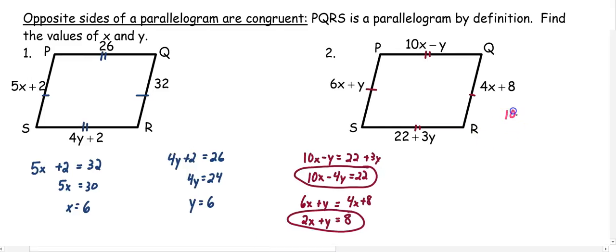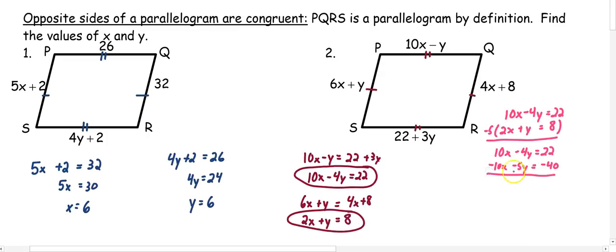I'm going to write the equations on top of each other. 10x minus 4y equals 22, and 2x plus y equals 8. In this case, I'm going to decide to eliminate my x's, so I'm going to multiply by negative 5. The first equation stays the same. And in the second equation, I get negative 10x minus 5y equals negative 40. So my x's cancel out. I'm left with negative 9y equals negative 18. And when I divide by negative 9, y is 2.